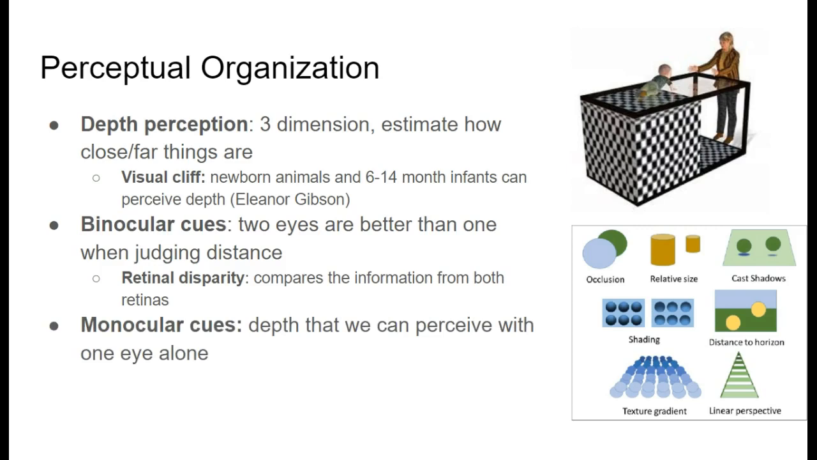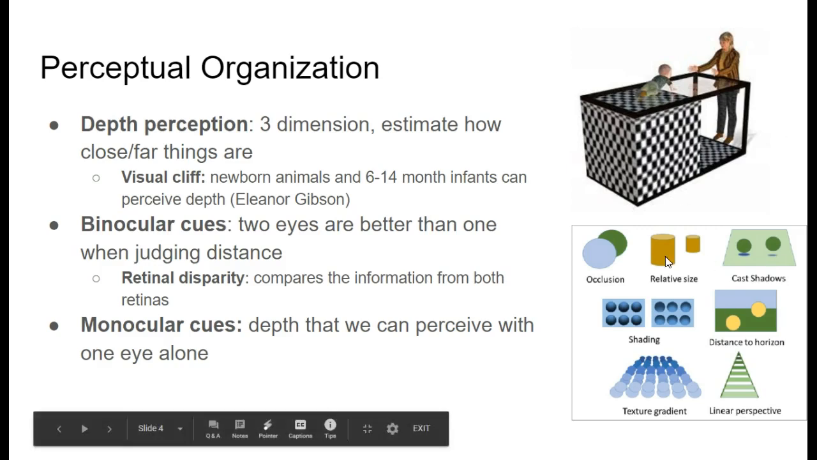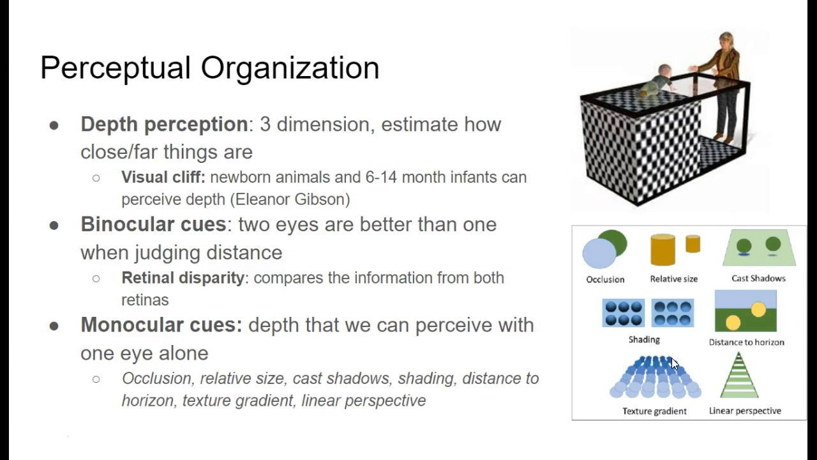Monocular cues is depth that we can perceive with one eye alone, and those are all examples off to your right. So it doesn't matter if you have two eyes open or one eye open, you're still going to understand occlusion, relative size, when things cast shadows, distance to the horizon, shading, texture gradients, and linear perspective. All of these give you the illusion of depth perception without there actually being depth there. And those are all the examples off to the right.